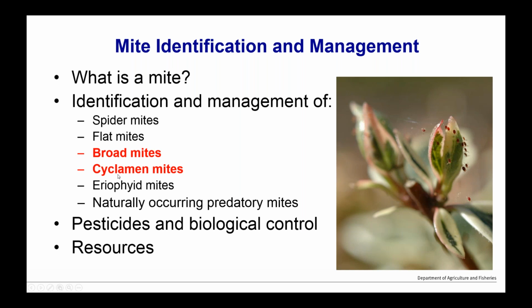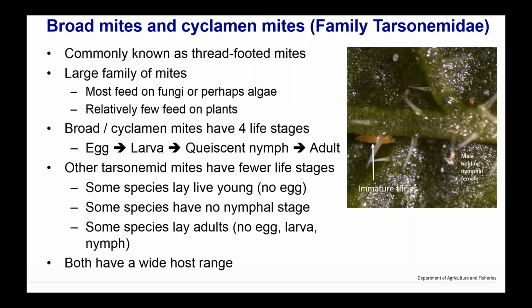So the next group we'll be talking about is broad mites and cyclamen mites. These are tarsonemid mites, commonly known as thread-footed mites. It's a large family of mites. Only relatively few actually feed on plants. Most of these tarsonemid mites feed on fungi or sometimes algae. Broad mites and cyclamen mites are two species of mites. Even though it sounds like broad mites is more than one, it's actually one species.